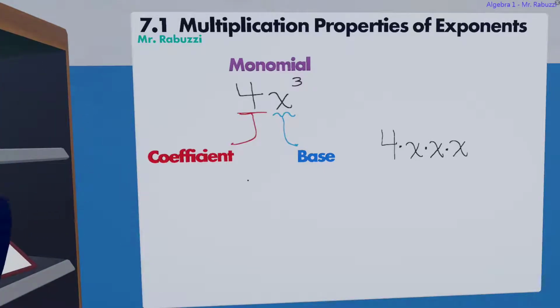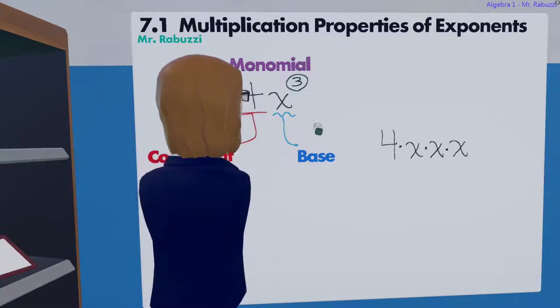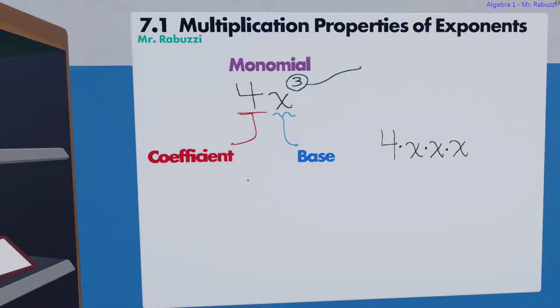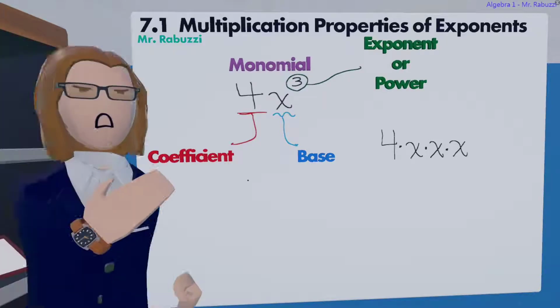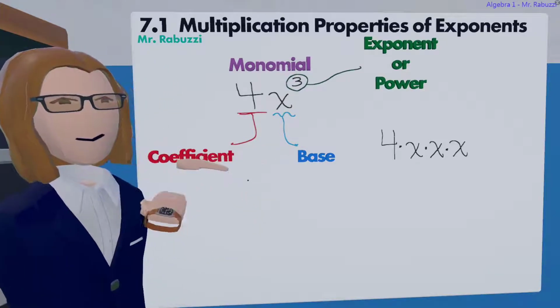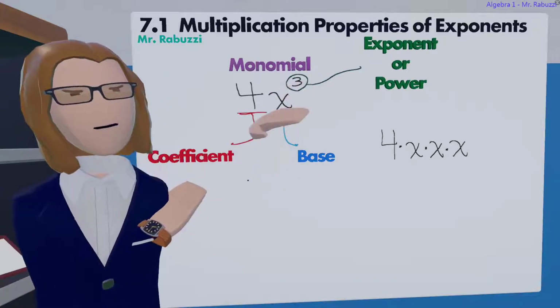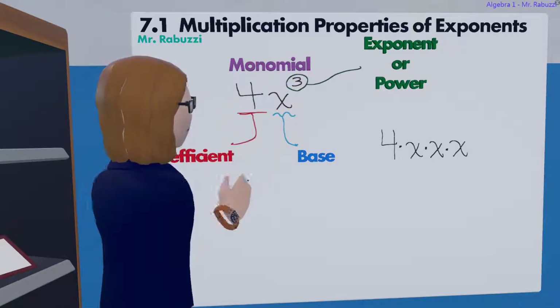And finally, we have an exponent up here. So we already know the name. This is called an exponent, but it has a different name too. Sometimes you hear it called a power. So we have our coefficient, a base, and an exponent. This is the simple version of a monomial.